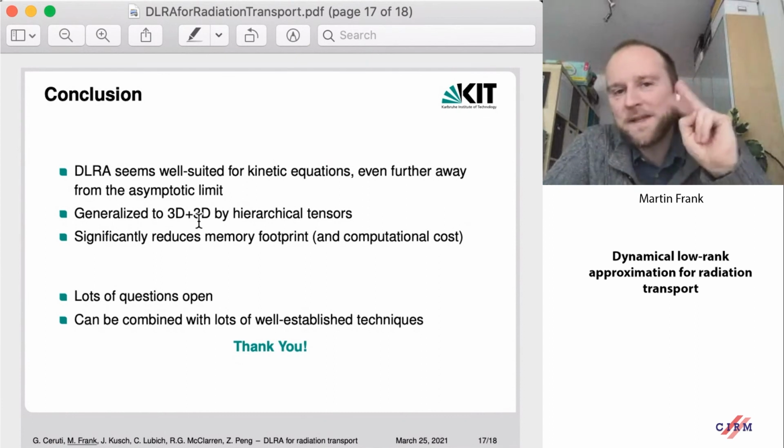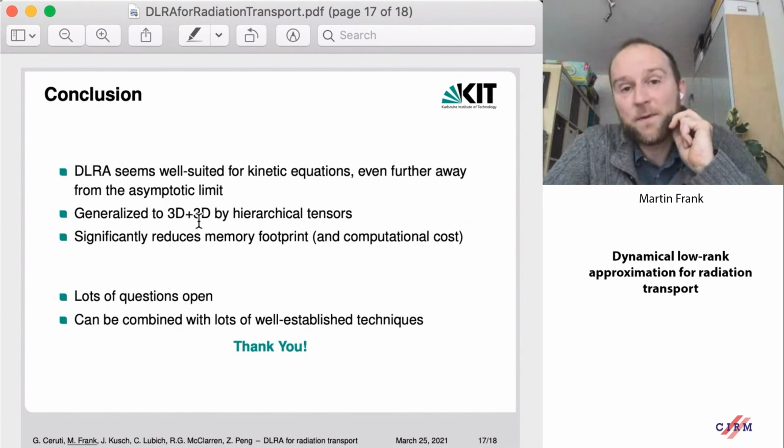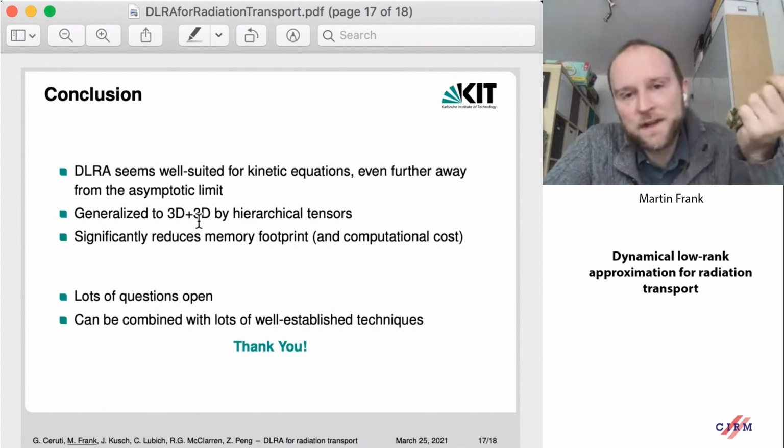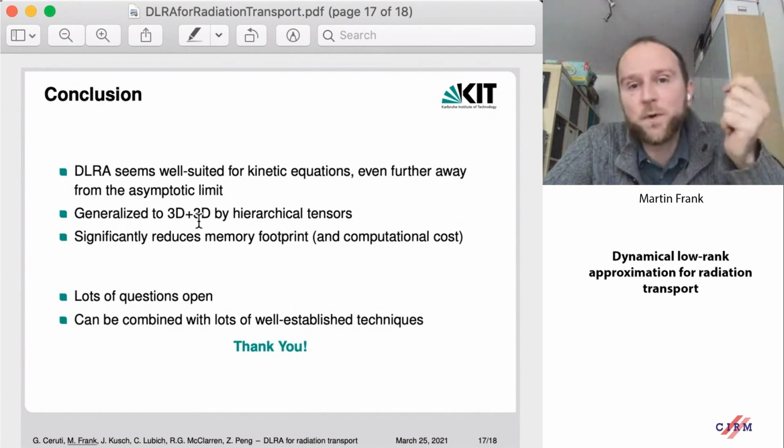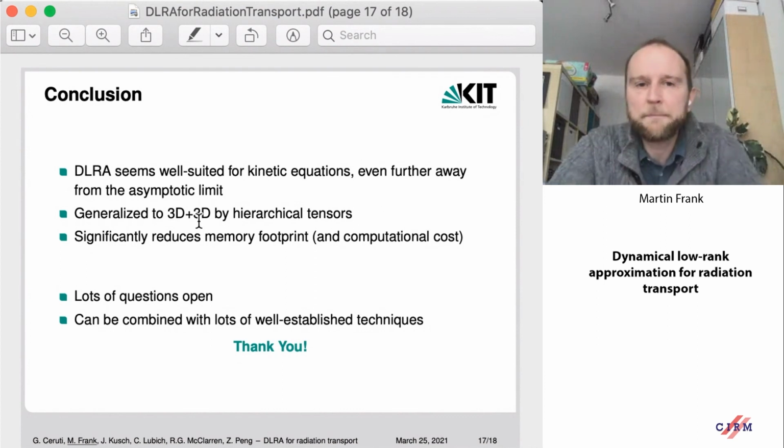Dynamical low rank is a little bit different because it first of all works on the analytical level. I have a low rank decomposition of that, and I have actually evolution equations for my basis functions. So that's a slightly different thing. I hope that answers your question. Yes, absolutely. Thank you.